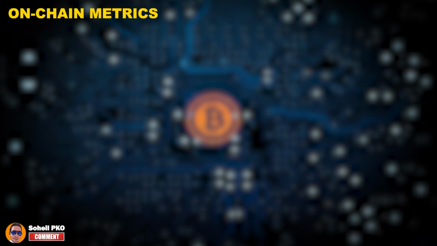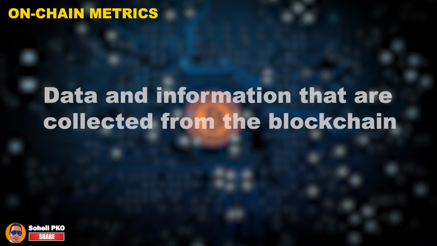Alright, let's go to the next category of crypto fundamental analysis metrics, which is on-chain metrics. On-chain metrics are actually data and information that are collected from the blockchain. This doesn't mean that you have to run a node for the blockchain and export the data. This could be difficult and time-consuming. There are many websites that provide this kind of information, and you can use them for your investment purposes.